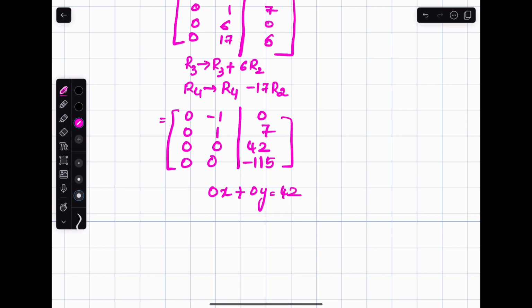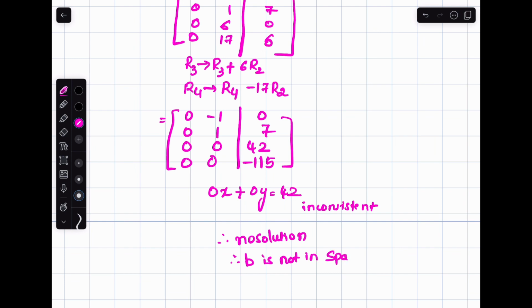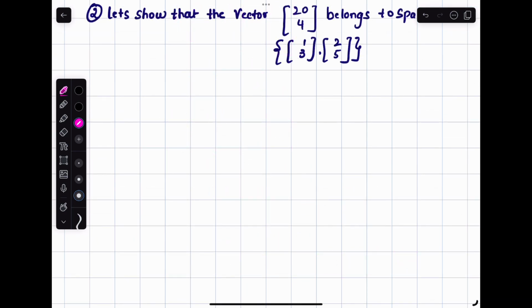So if you write the equation also, you will get an inconsistent form of equation, and you will have no solution, and that means the vector b is not in the span. All right. So if it is inconsistent, it is definitely not in the span. So let's move on to the second problem.